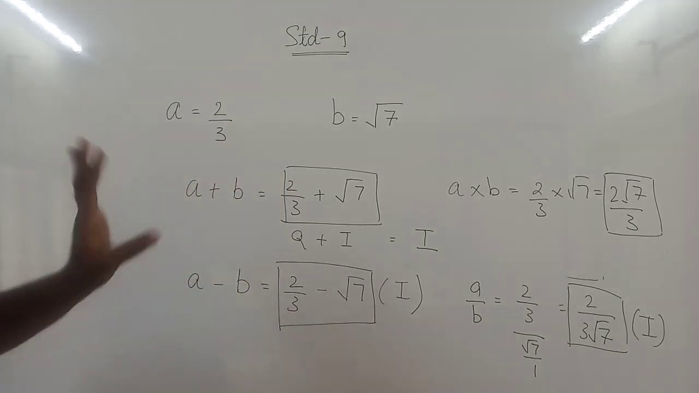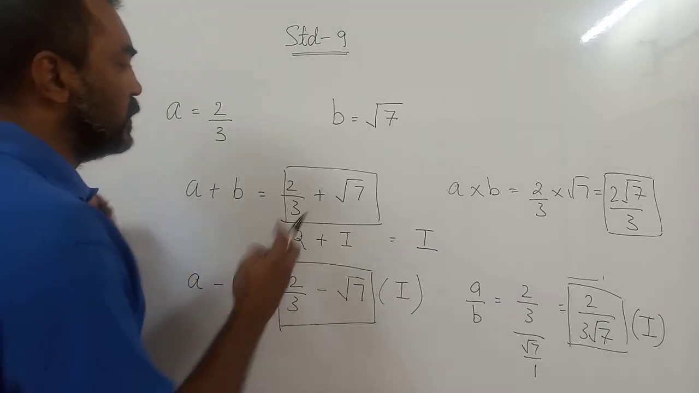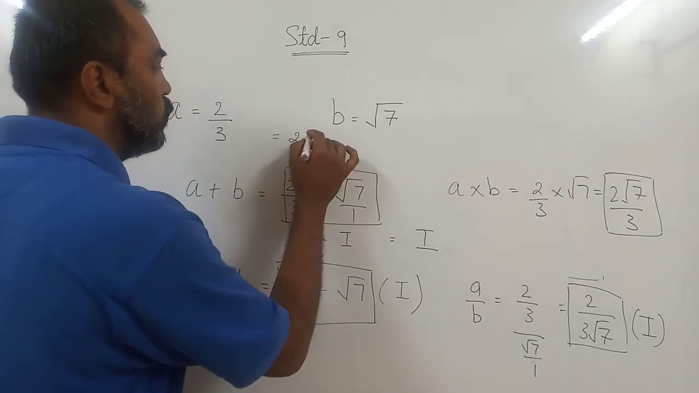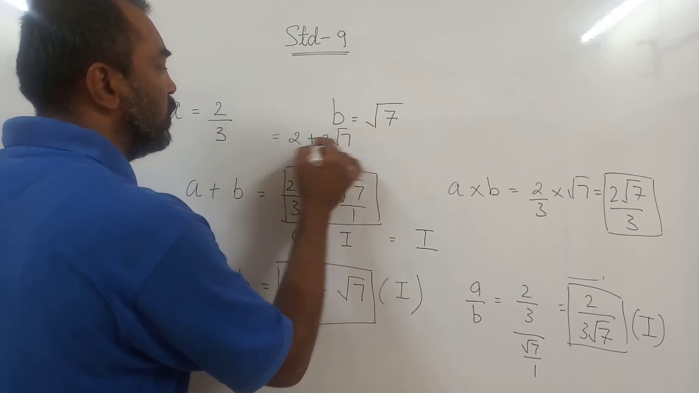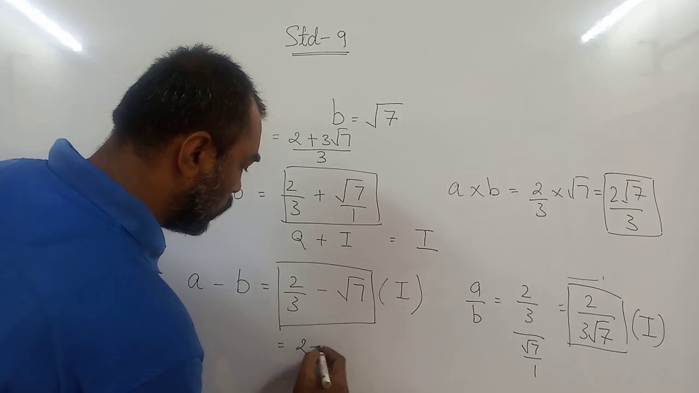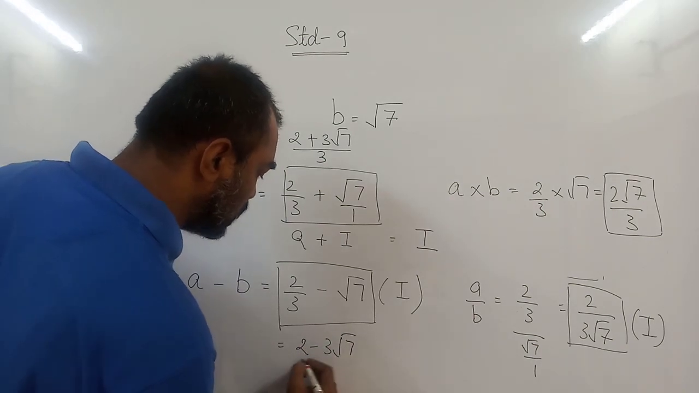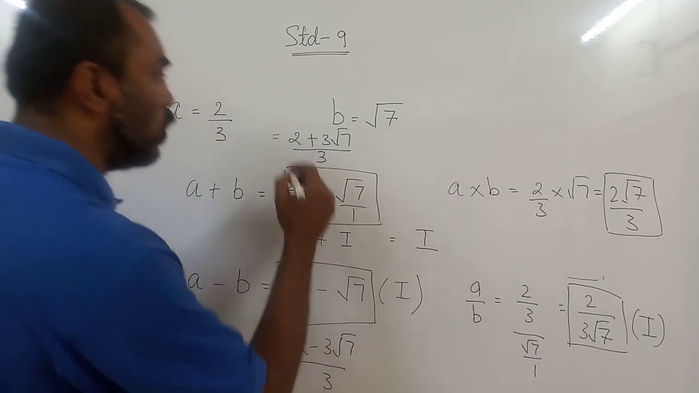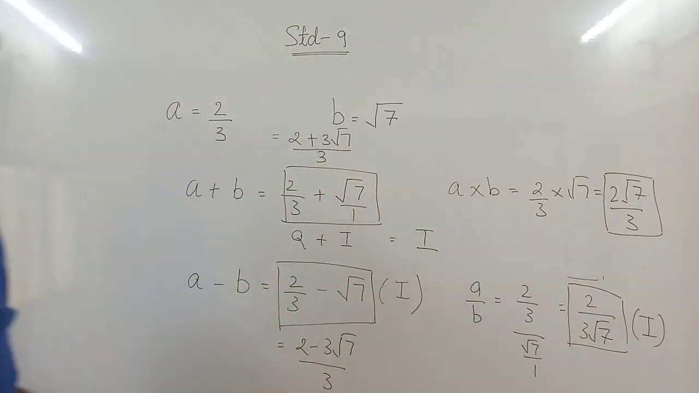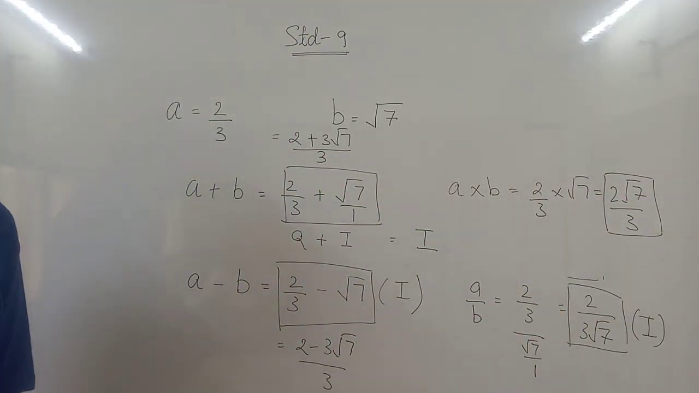The only simplification you can do is take the LCM like I did there and write 2 plus 3 root 7 upon 3. And in this case you can write 2 minus 3 root 7 upon 3. We do not solve this further. You can see we keep them as they are. So this is the way of writing irrational numbers. So this was the operation of a rational number with an irrational number.